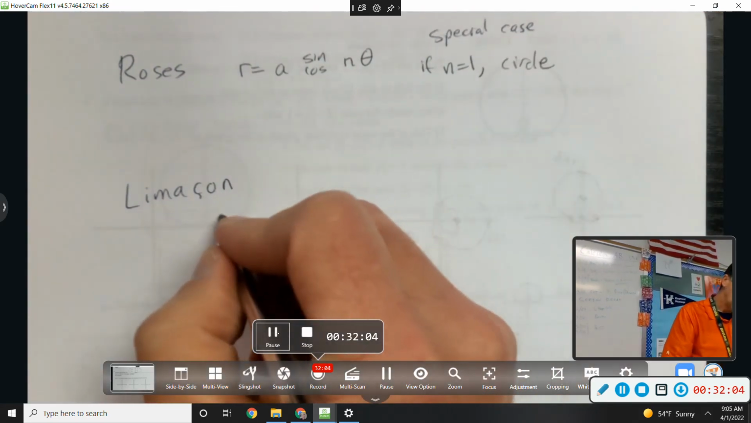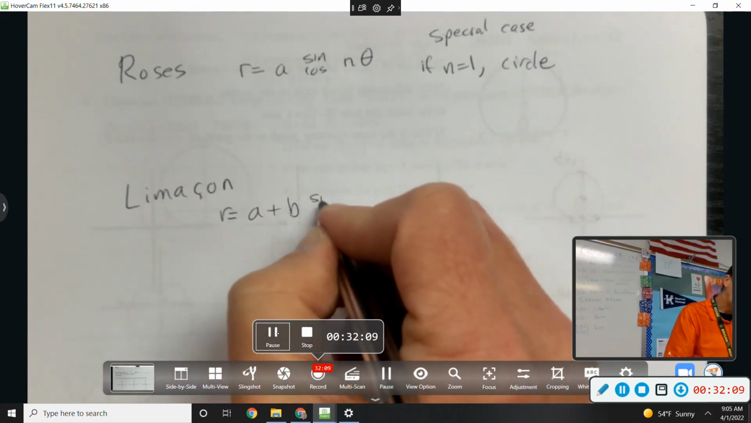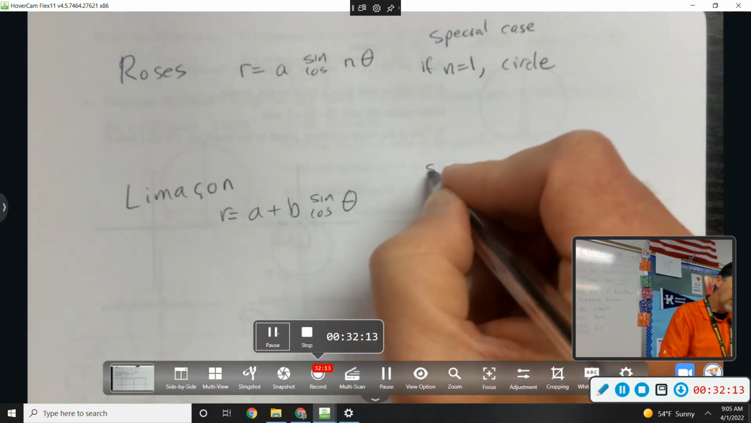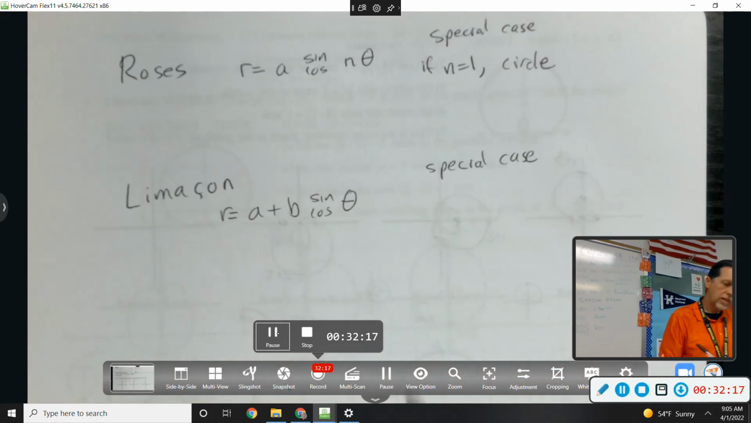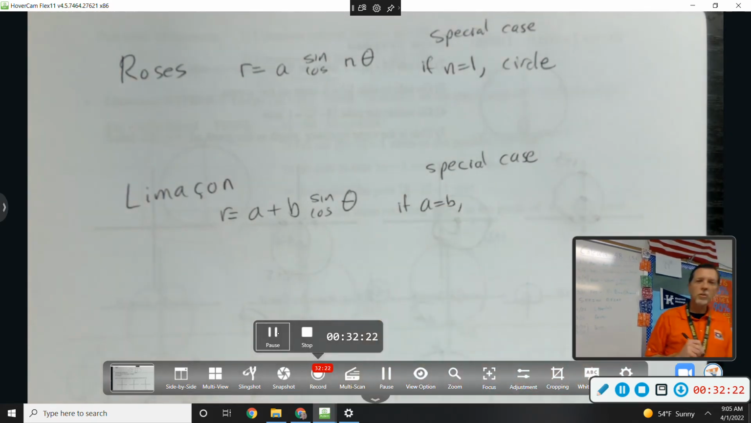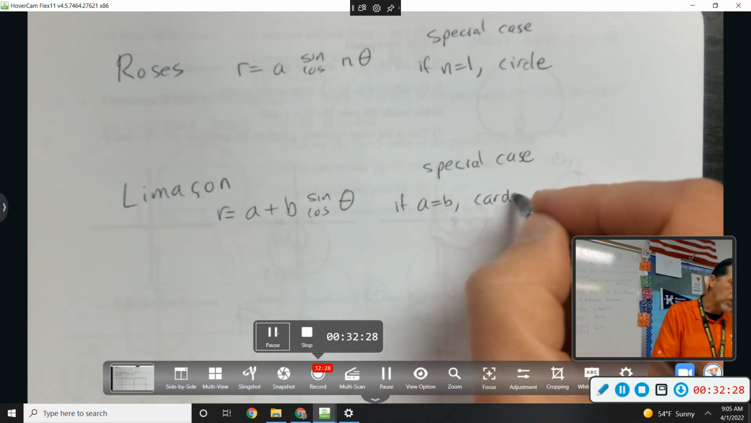For a limacon, this is what we just did. A plus b sine or cosine of theta. And the special case is if A equals B, what do we call that? That's the one that goes back to the pole. That's a cardioid.